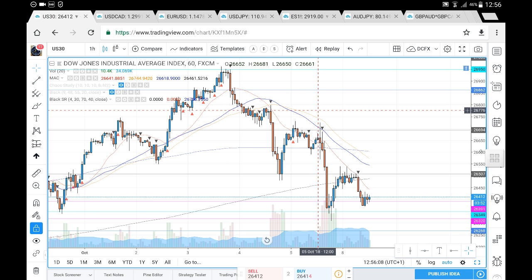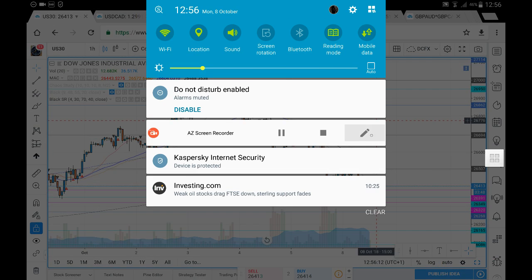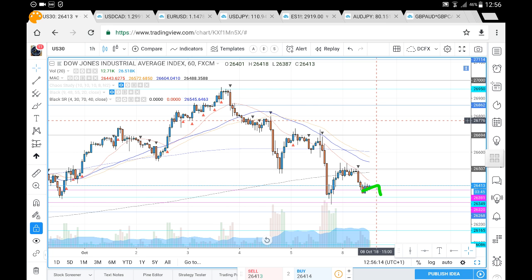If, however, we do see a breakdown from where we are at present, and we do see a breakdown from this 26,391, looking for a move down towards that 26,320, previous lows where we found support. A successful break from which we're looking for a move down to that 268, and beyond that we're looking possibly at a move down towards that 26,168 here on the US 30.